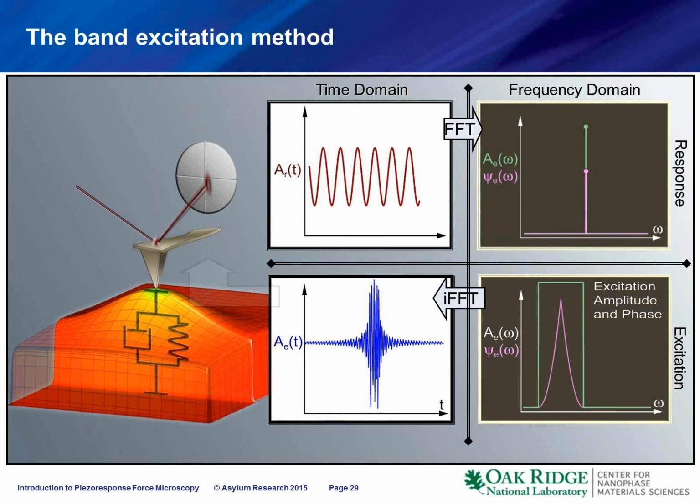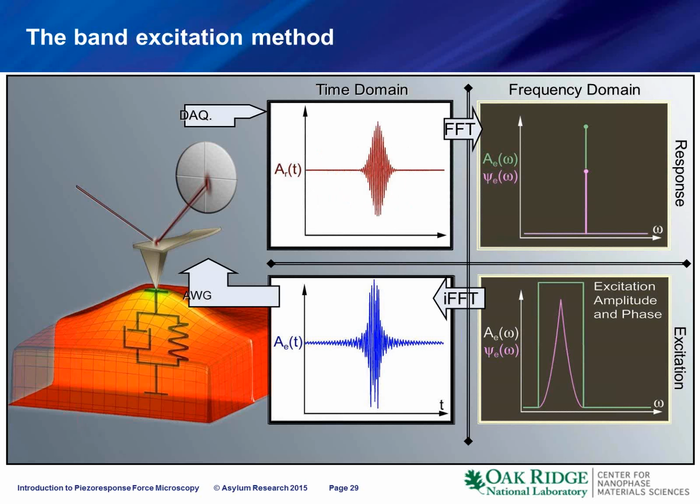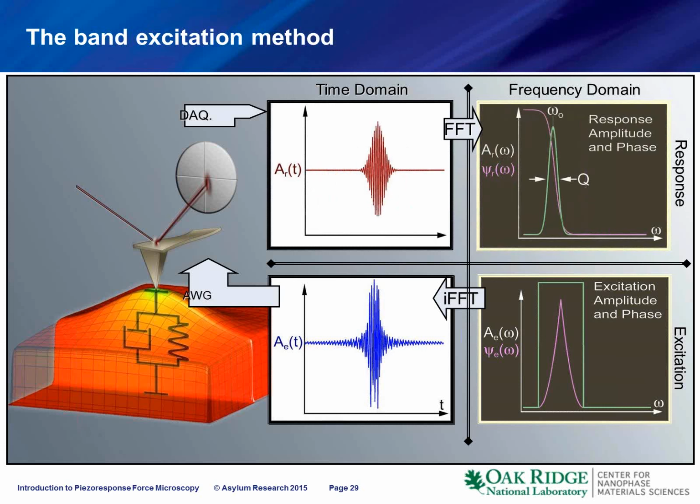Instead of the function generator, we now have the arbitrary waveform generator, and instead of the normal detector, we have to use the data acquisition card. We detect a signal which is also not sinusoidal anymore. It's a little bit more complicated. We do the Fourier transform, and we have the response in the band of frequencies, so we can narrow this band around the resonance. In fact, this approach allows us very significant flexibility in the choice of how we want to excite our system.